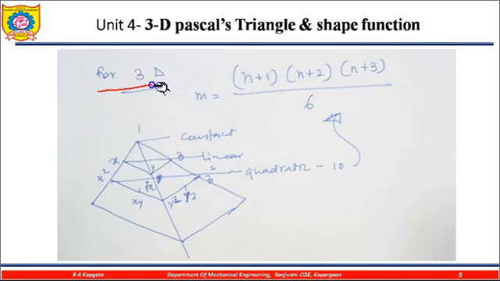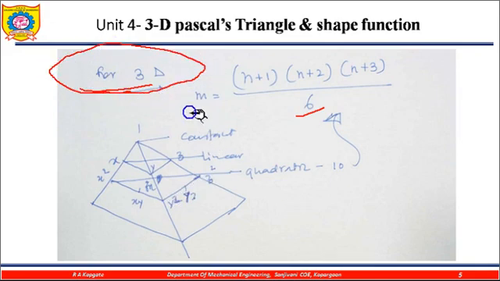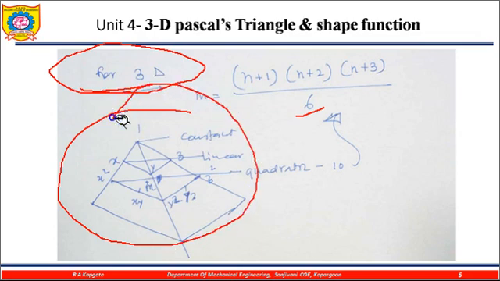Now this is the 3D. This is the formula: (n plus 1)(n plus 2)(n plus 3) divided by 6. So that is equal to the number of terms that comes out; that is the formula for finding the number of terms. This is my Pascal triangle for 3D. So this is constant, this is linear.